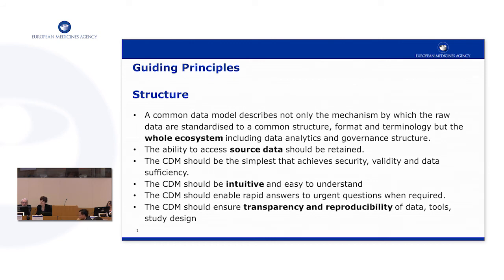The CDM should allow rapid answers to urgent questions when required. And I would like to remind everybody that we still consider that there will be a hybrid approach to medicines regulation, and the CDM will answer some questions, but it certainly won't answer all questions, and there will always be a need to do common protocol studies when the epidemiological questions are more complex. And the common data model should ensure transparency and reproducibility of data, tools, and study design. And I'll stop there. I have another 3 pages. So if your favourite's not there, then it will probably come later. So this is more around structure and what the CDM should encapsulate, rather than the ones I've got around validity, quality, and utility. So any comments?